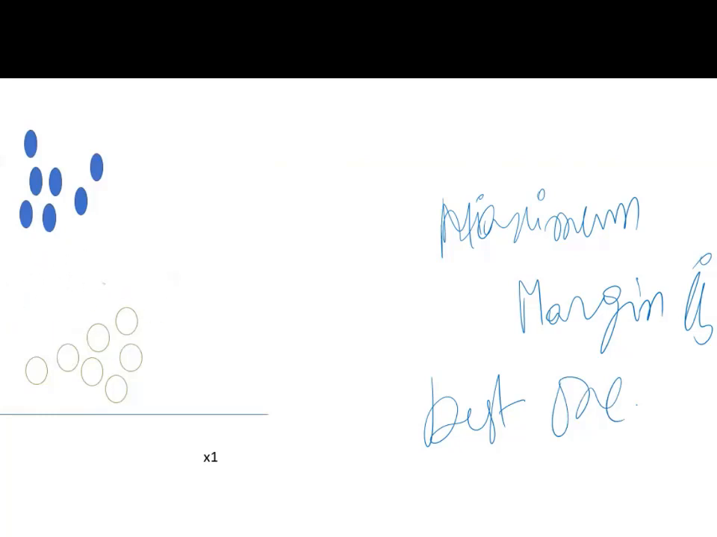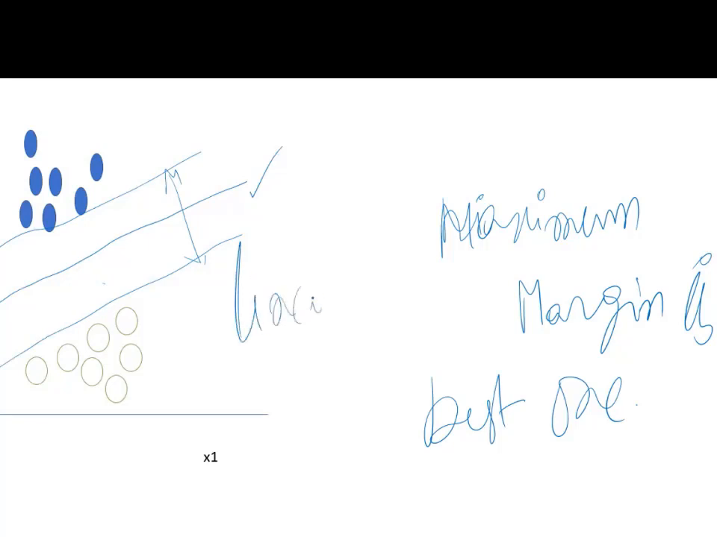For example, if this is the case, see this. Suppose this is the margin, then we will take the center of this as our separating line. This is called linearly separable.